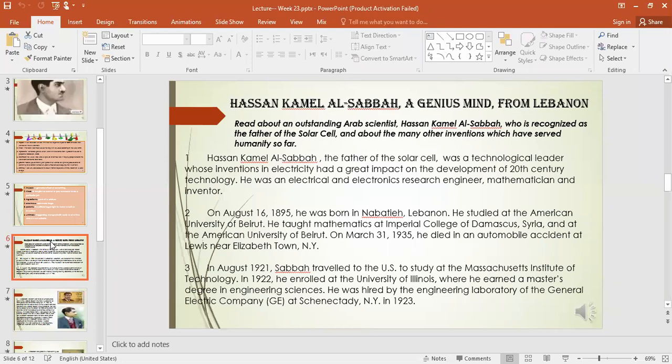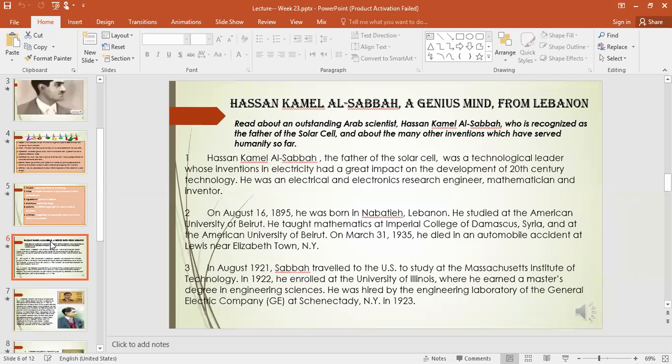What do we mean by served humanity so far? Means it did us good. Very good. It did something good to humanity, to people. So all of his inventions served humanity so far. It means that they did something good to humanity. They changed our lives at some point. Clear till now? Okay.